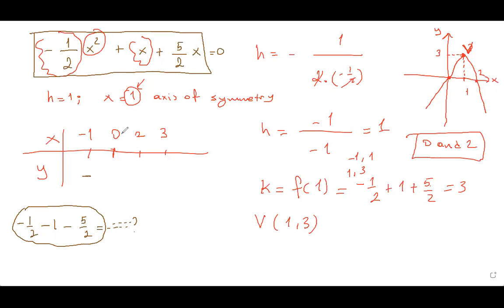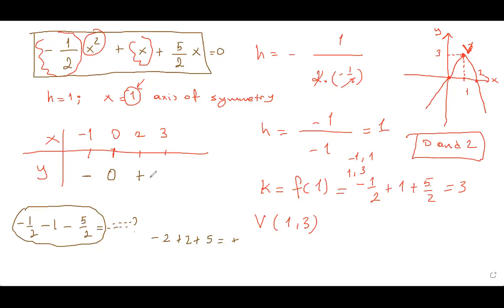When x is 0, look at now. 0 squared times number 0, 0, 0. So this is now 0. And then when x is 2, 2 squared is 4. 4 times negative 1 over 2 will be negative 2. And plus 2 times 5 over 2, which will be 5. It's clear that it is a positive number. So this is positive. Okay.